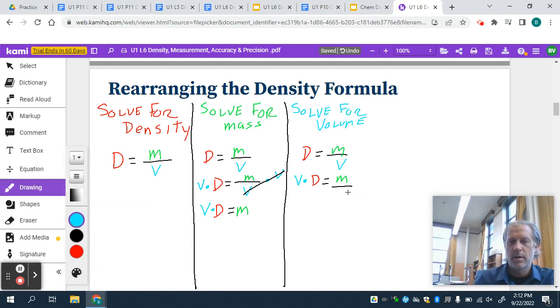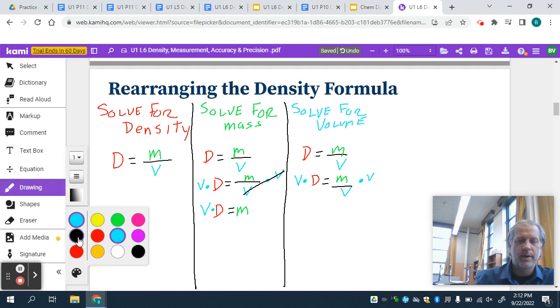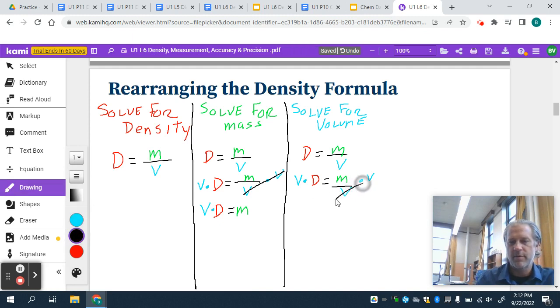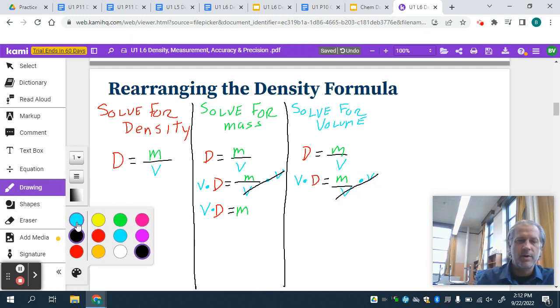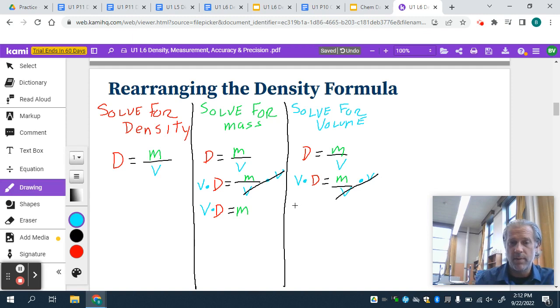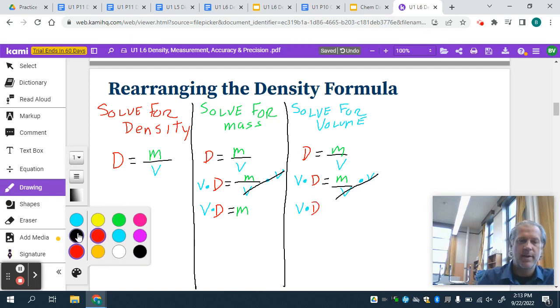At this point, nothing's changed. So I'm going to cross out my volumes on the right side. And then I'm going to rewrite my mass formula. So volume times density is equal to mass.